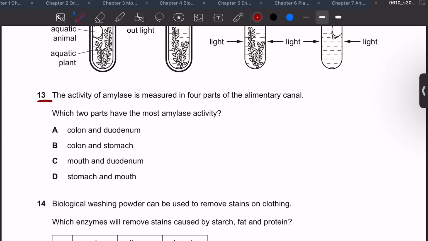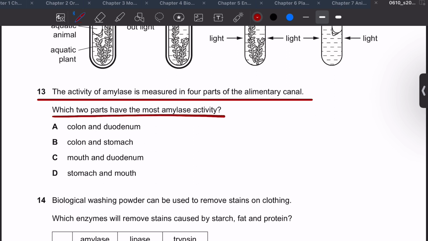Number 13. The activity of amylase is measured in 4 parts of the alimentary canal. Which 2 parts have the most amylase activity?